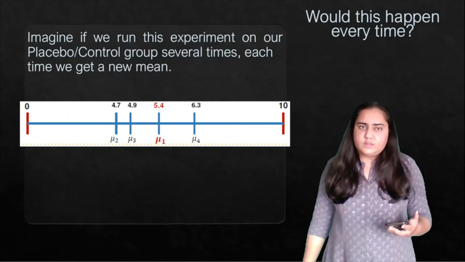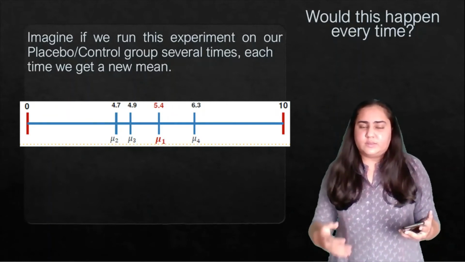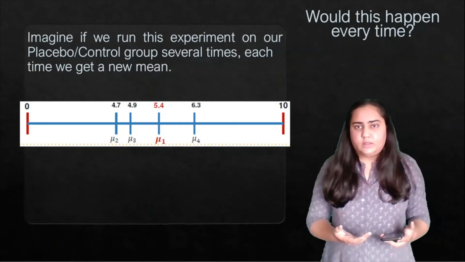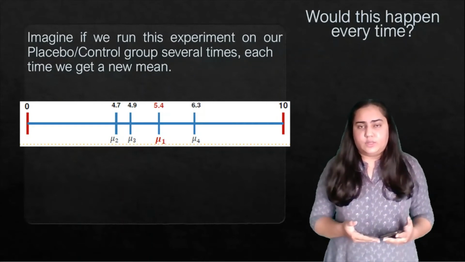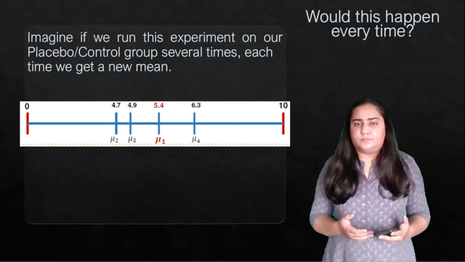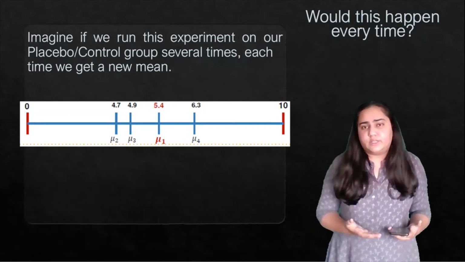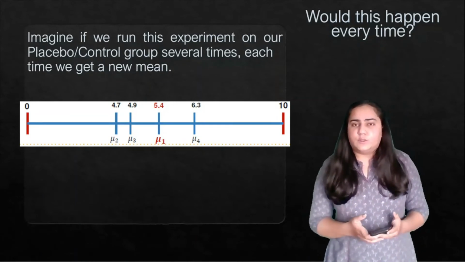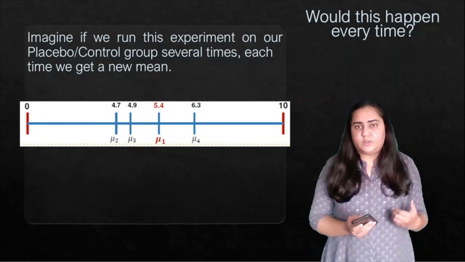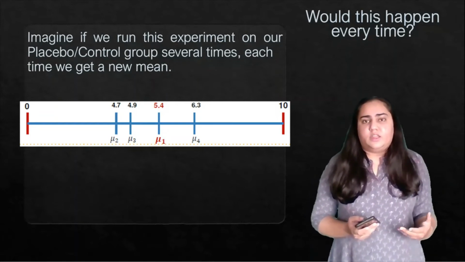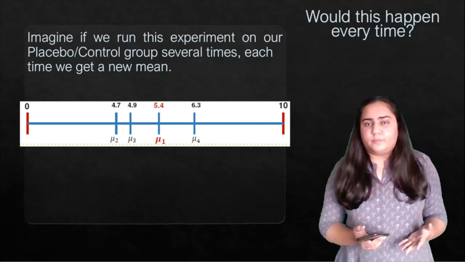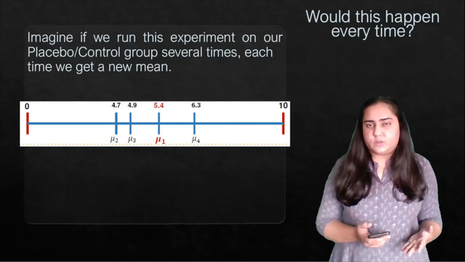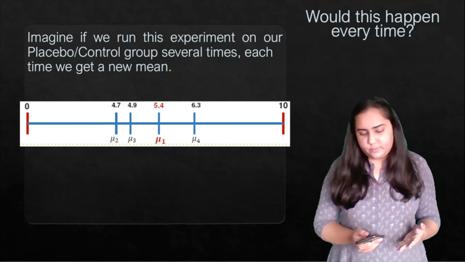So would it be happening every time that x1 bar minus x2 bar is going to be greater than 0? Is this going to happen every time? This is the question that we need to answer. If we can answer this question, we can say whether or not to accept the hypothesis or reject the hypothesis.